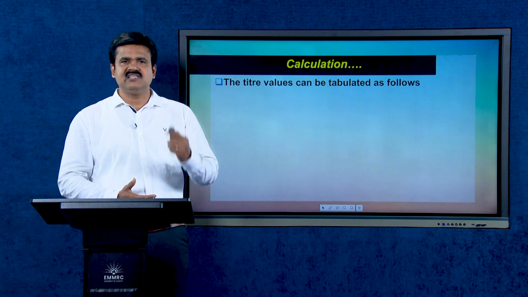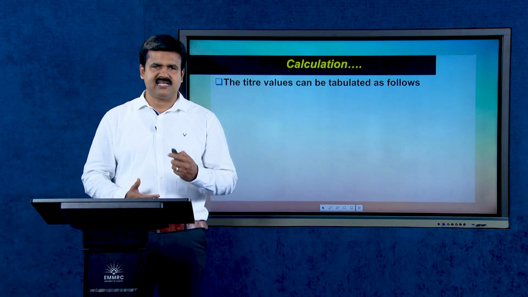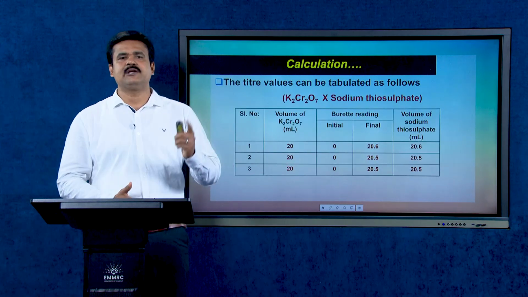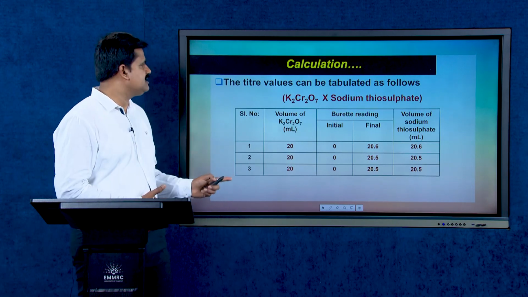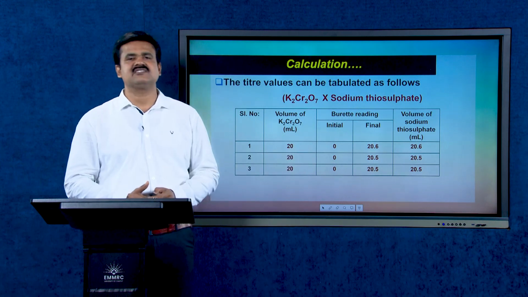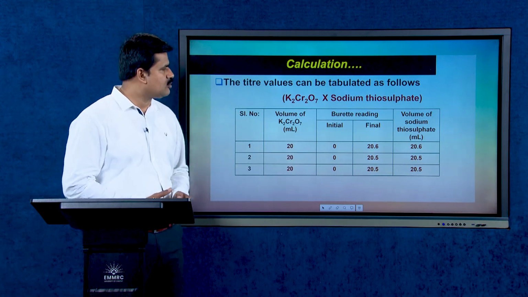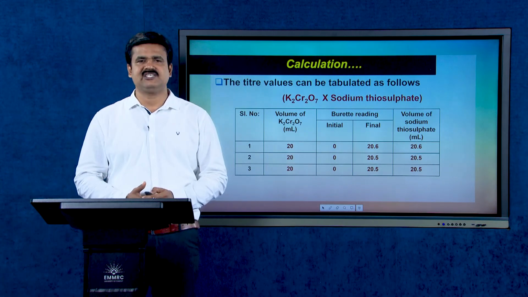Now, the titer value during the standardization can be tabulated like this. K2Cr2O7 into sodium thiosulfate will be the titration and the volume of K2Cr2O7 pipetted out in 3 cases will be equal to 20, and the burette readings are shown here, initial burette reading and final burette reading. The volume or the titer values are shown in the last column. Here you can see the last two values are the same. So, the concordant value will be equal to 20.5, that you can take as the volume of sodium thiosulfate.